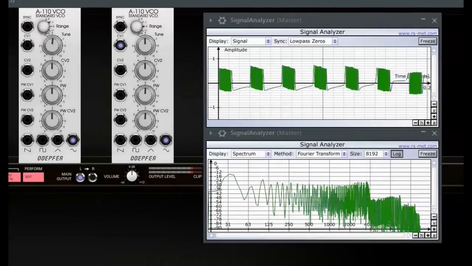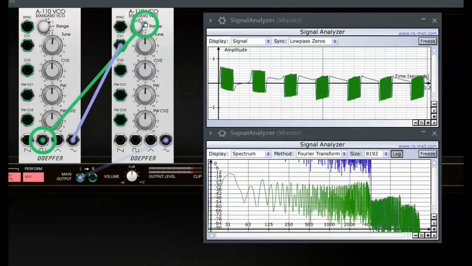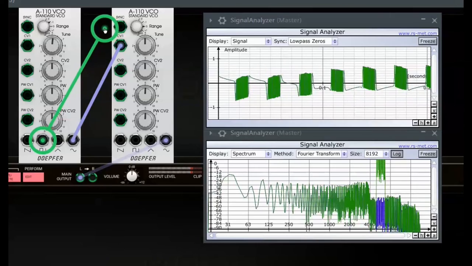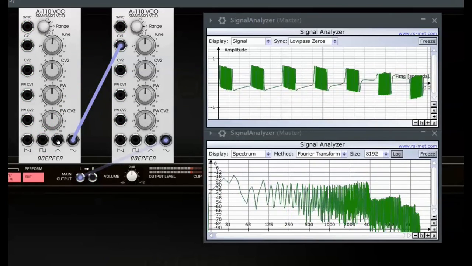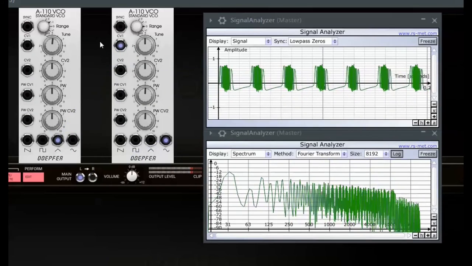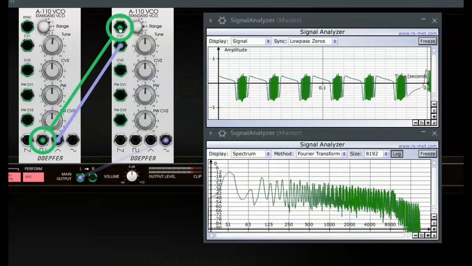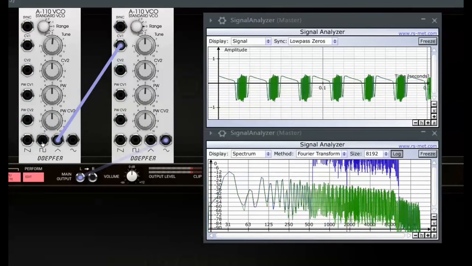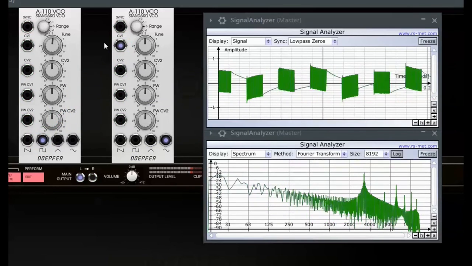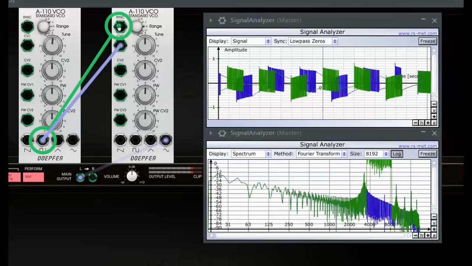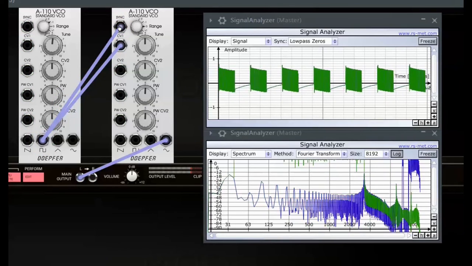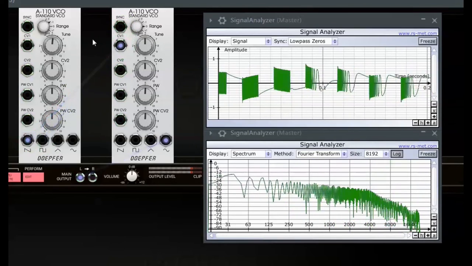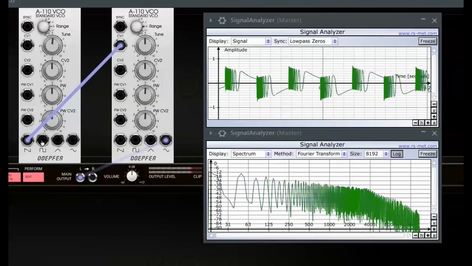A last experiment for today now. I had a second A110 and let it modulate the frequency of the first one. I mentioned frequency modulation in the last video. I'm not going to talk about FM, frequency modulation, in detail here, that would extremely exceed the matter of the series.